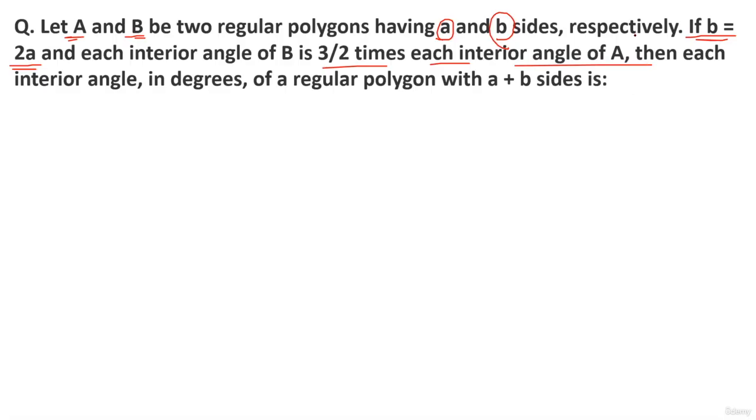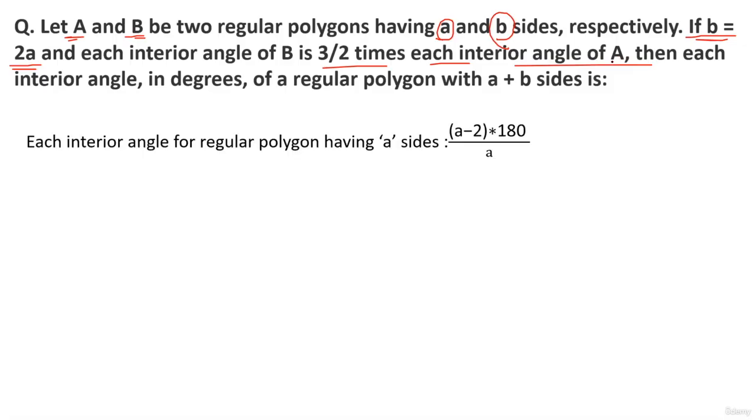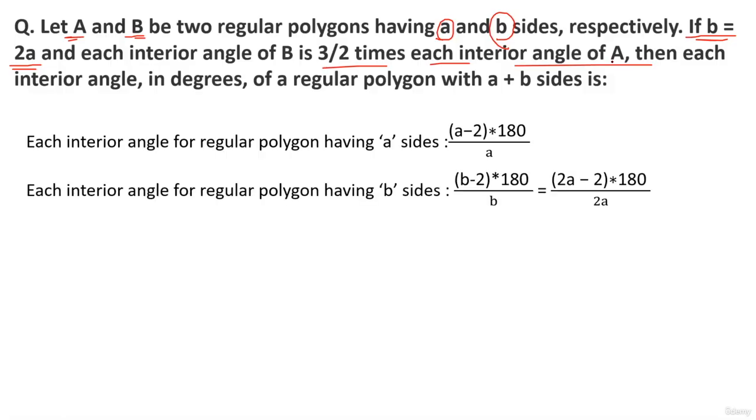Okay, now guys, suppose if a regular polygon has n number of sides, what is the value of each interior angle? We saw previously n minus 2 into 180 divided by n. So if a regular polygon has A number of sides, the value of each interior angle is how much? A minus 2 into 180 divided by A. Okay. Same way you can say each interior angle for regular polygon having B sides would be B minus 2 into 180 divided by B. But the question says B is equal to 2A. I've also highlighted it above, right? So we substitute B by 2A.